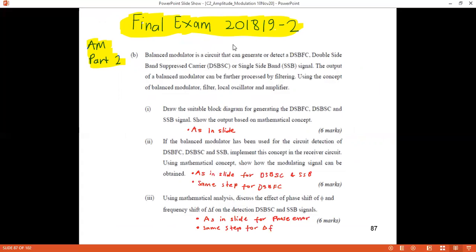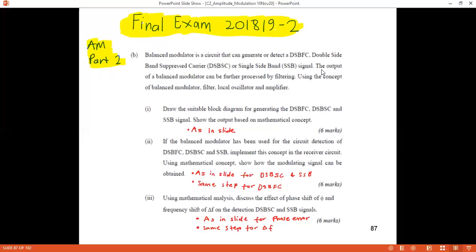So the first one is 2018-19 semester 2. If you look at this question, it states that a balance modulator is a circuit that generates or detects double sideband full carrier, double sideband suppressed carrier, or single sideband signal. The first part A we have already discussed before. So this is the second part on the generation and detection.